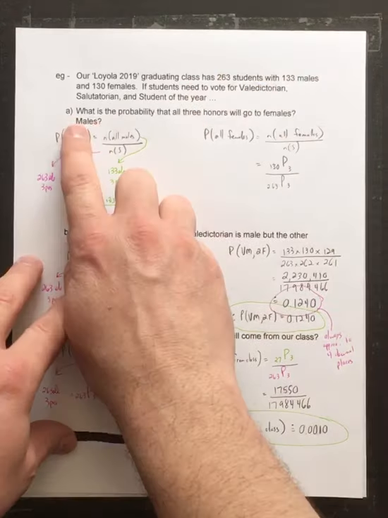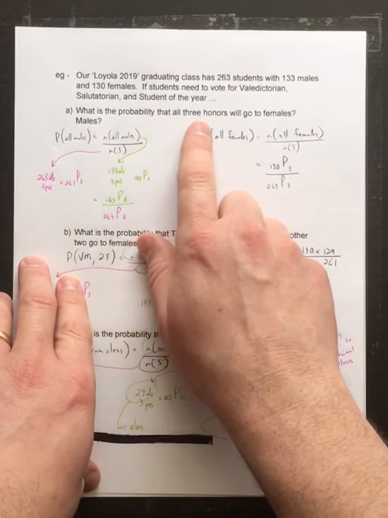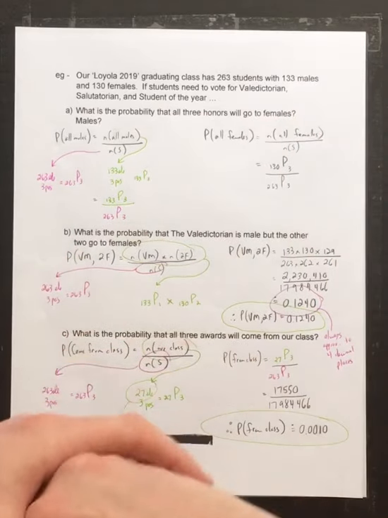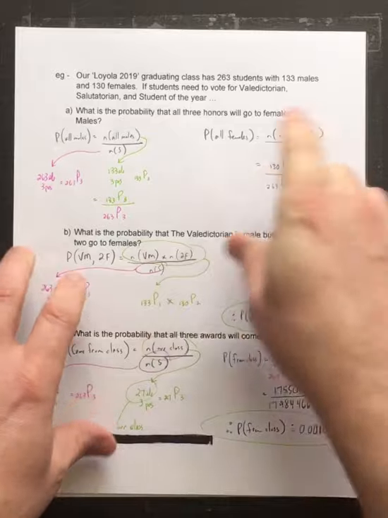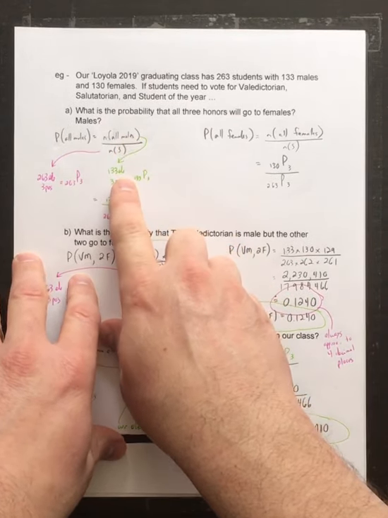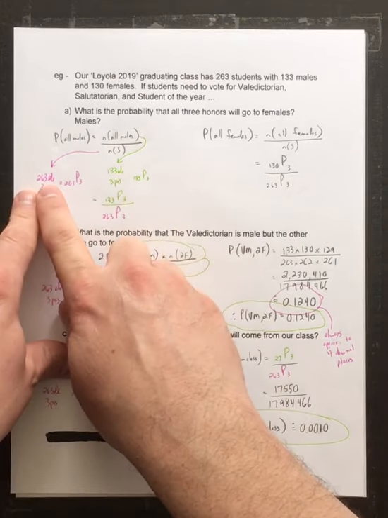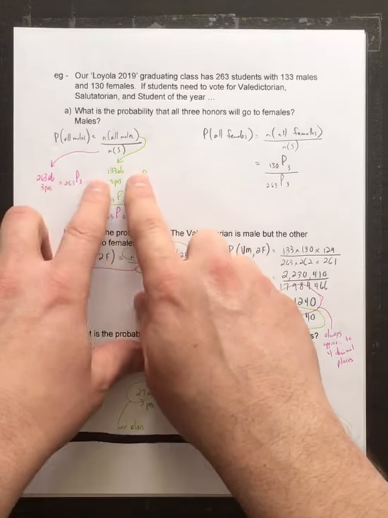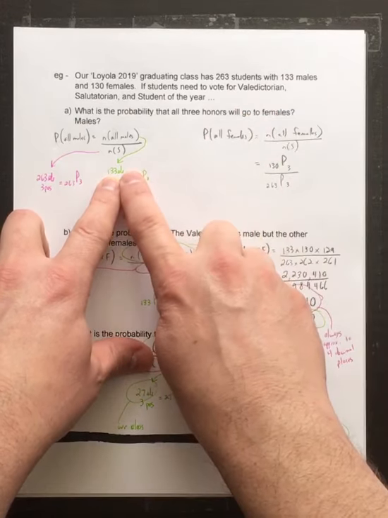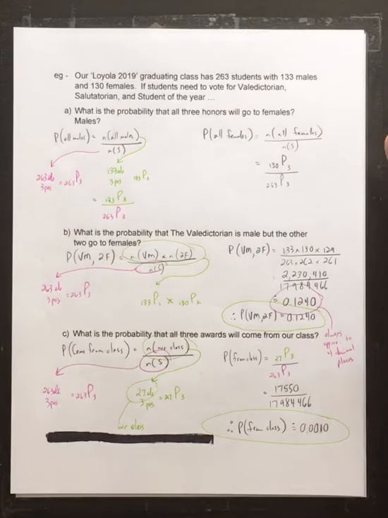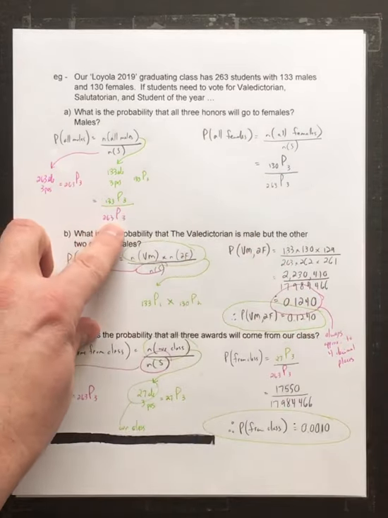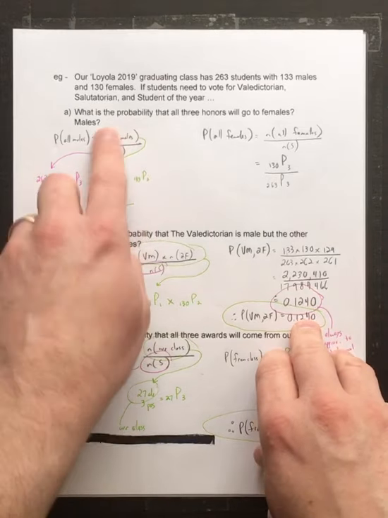Now we look at the actual part of the question. What is the probability that all 3 honors go to females? And then the second question is males. So there's actually 2 separate questions in this question. Okay, so we look at the number of ways in which we can get all males. Well, that means that we don't have 263 elements to choose from. We have 133 elements to choose from because there's 133 males. So it's going to be 133 P3. No other conditions are placed on there. So 133 P3, all over, of course, the 263 P3. So that's the probability that they're all males.